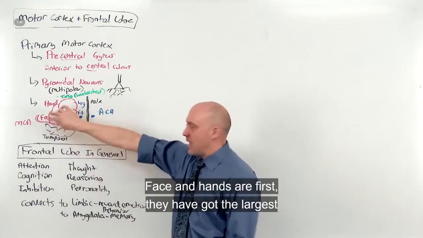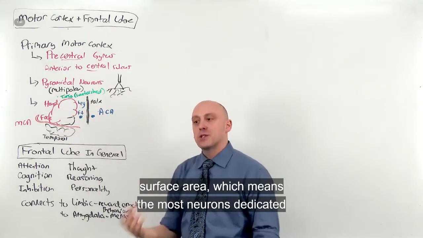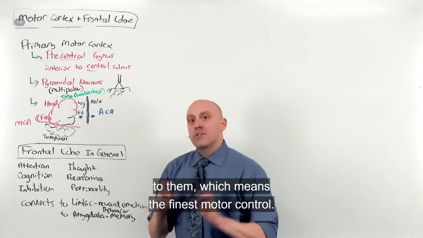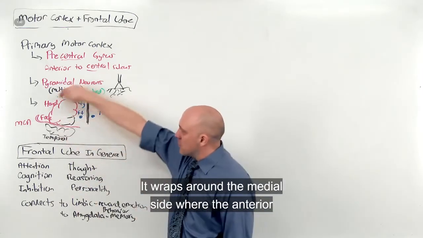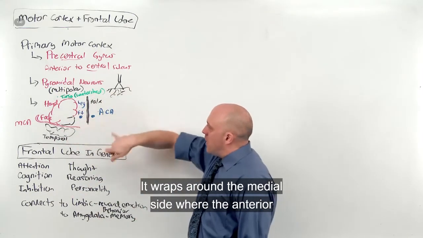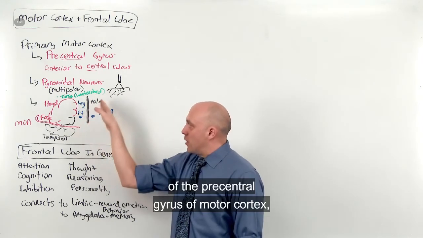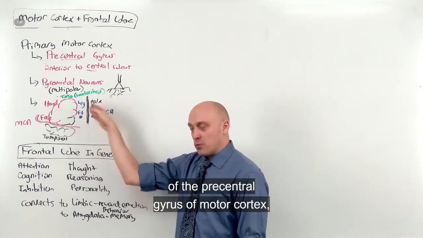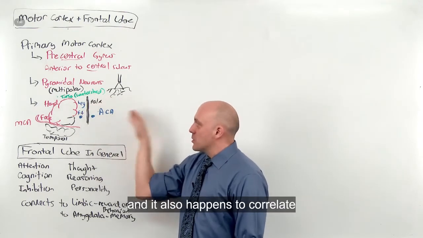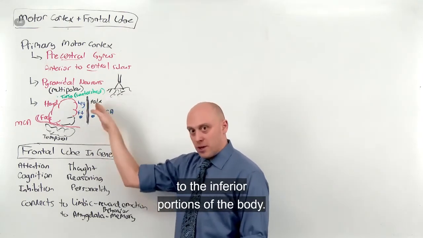Then it works, right? Face and hands are first. They have got the largest surface area, which means the most neurons dedicated to them, which means the finest motor control. It wraps around the medial side, where the anterior cerebral artery will take care of the medial side of the precentral gyrus of motor cortex. And it also happens to correlate to the inferior portions of the body, some important for strokes.